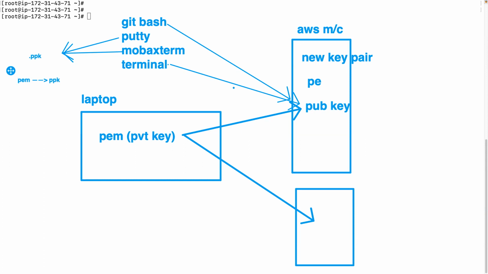Different format, that's all. It is a private key in the Putty private key format, not the PEM format. Let's say you want to use Putty but you have downloaded a PEM file. You can convert this PEM file into a PPK file using PuTTYgen.